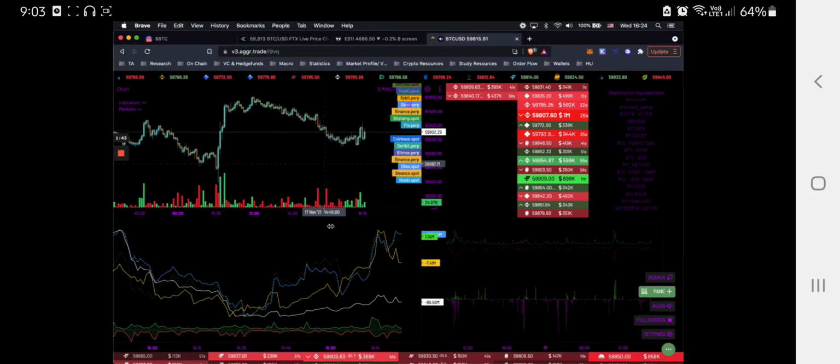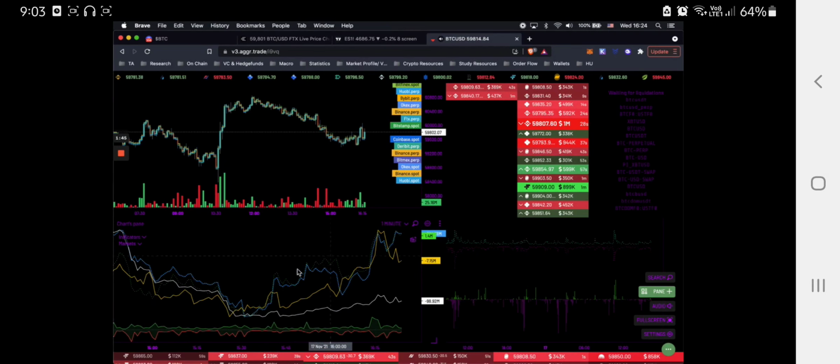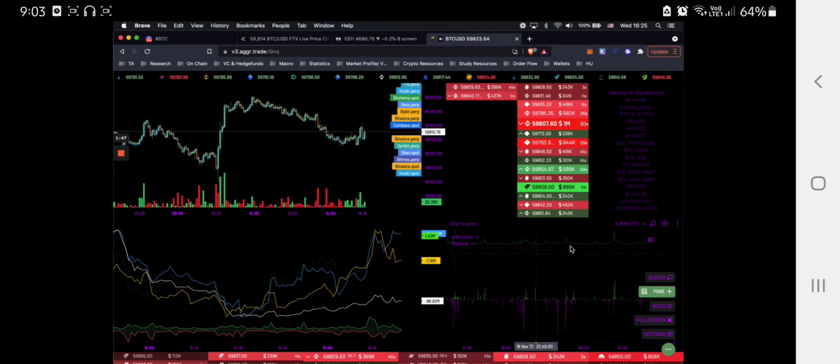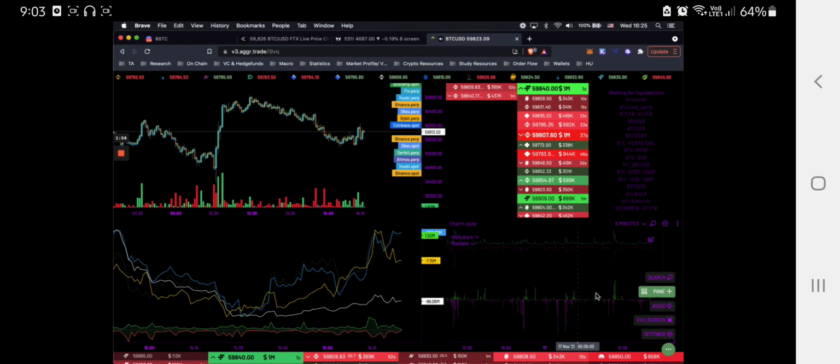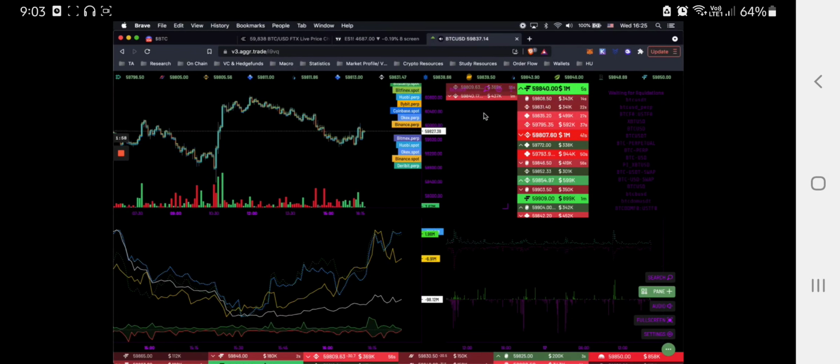So you can have a chart, which is this one. You can have a chart for CVDs. You then have a pane for different things like liquidations, which is this. Purple ones are long liquidations, green ones are short liquidations. And here is the actual live market orders coming in. So this just happens to be the way that I have it set out, and I have that as a template as well, which I can share.